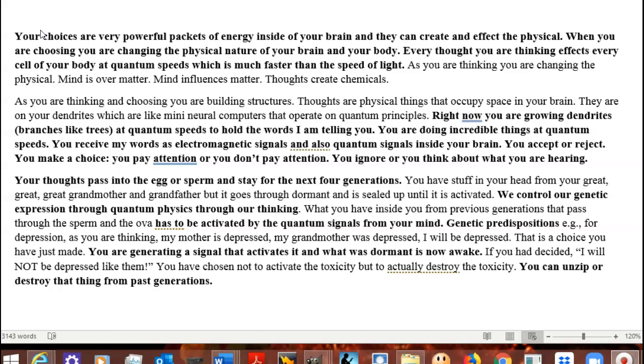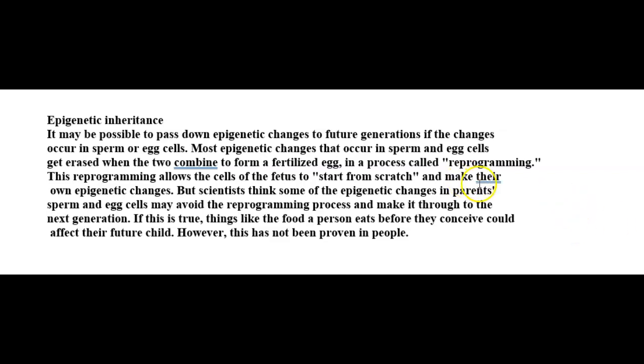And lots of times when your previous generations have passed things on to you through epigenetics, they actually have to be activated by quantum signals from your mind, like genetic predispositions, depression. And you think, my mom's depressed, I'm going to be depressed. You generate a signal that activates that. So when you are born, those things that are active, they become dormant. And you can turn them on or turn them off. So you can unzip or destroy those things from past generations. And they call that reprogramming.